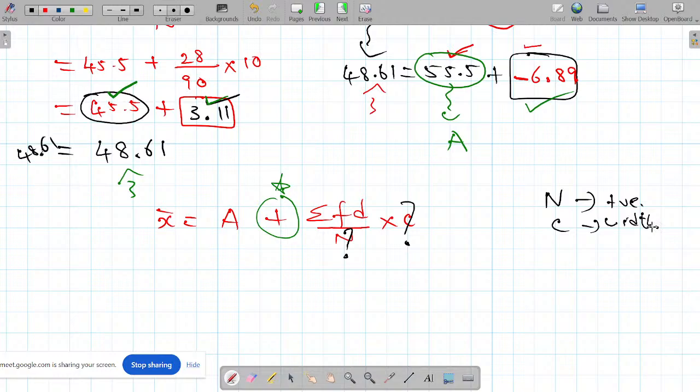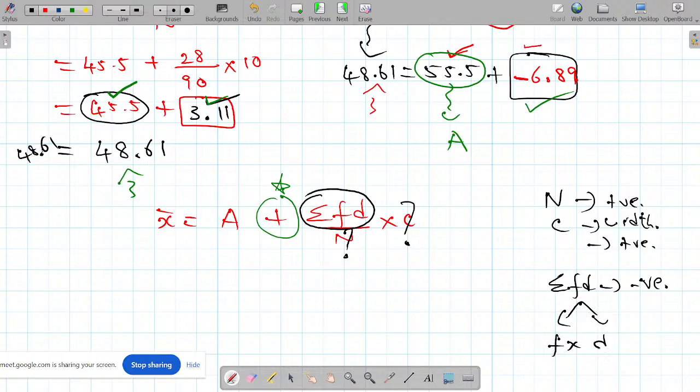What do you mean by width? It means size. That's never going to be a negative value. So that's also a positive value. So the negative value is only because of what? Summation FD. So summation FD is negative, and we are getting a negative value. Summation FD means F and D multiplied, correct? Then take a summation.